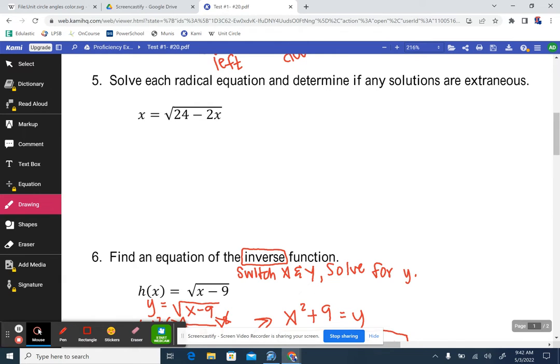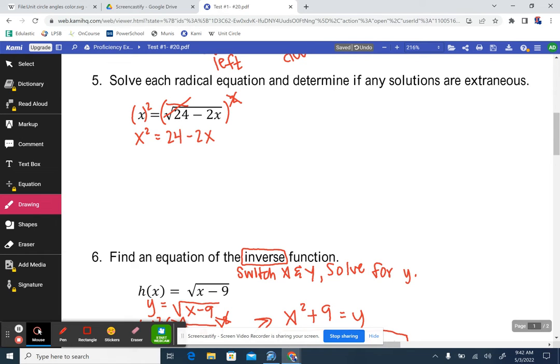Okay, so you have x equals the root of 24 minus 2x. To eliminate a square root, you've got to square both sides, because what is the square of a square root? It cancels each other. So the square root will cancel with the square on the right side. So you've got x squared equals 24 minus 2x.